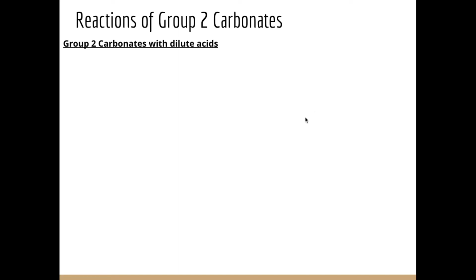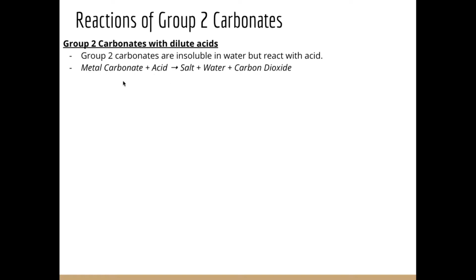Let's look at another type of Group 2 compound, which is our Group 2 carbonates. A reaction of a carbonate with a dilute acid is something that you potentially might have seen before. Our Group 2 carbonates are insoluble in water, they won't dissolve, but they will react with an acid. A metal carbonate and an acid has this general reaction where you form a salt, water, and you effervesce carbon dioxide gas. Here's a question. Pause and give this a go.